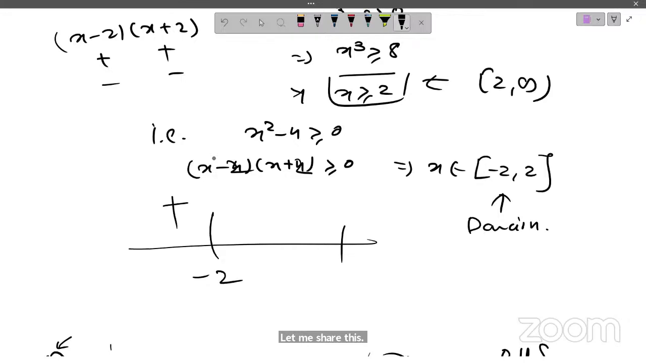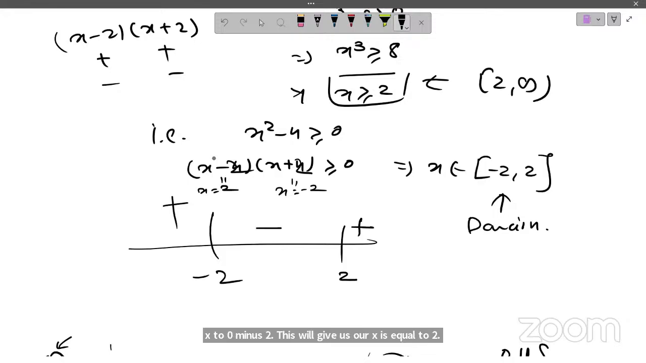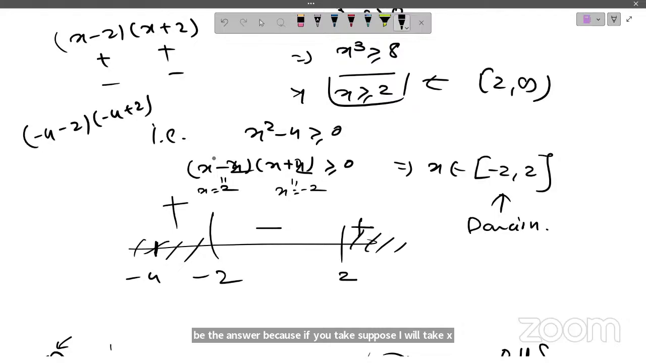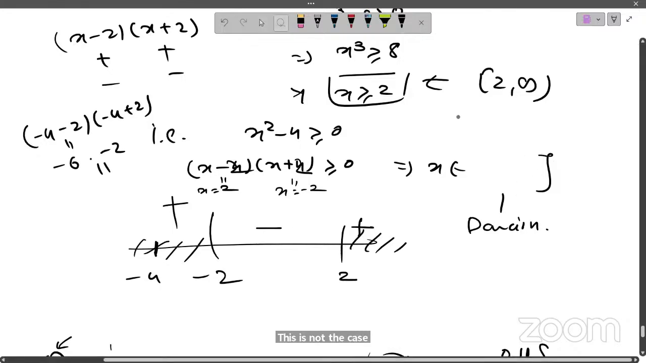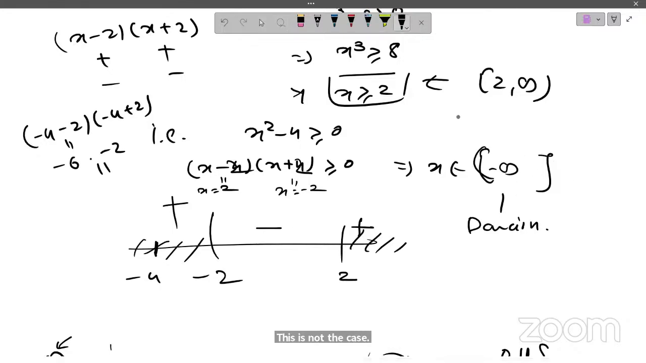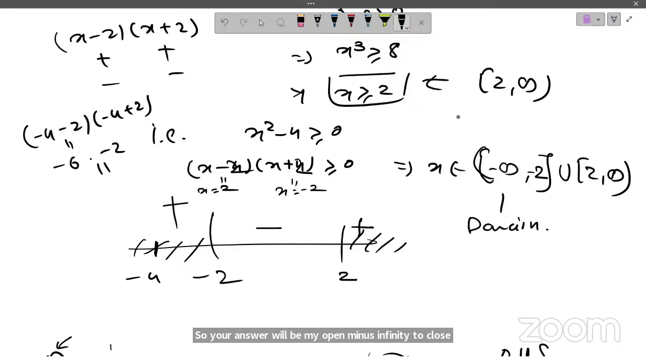The first root will be -2 because this will give x equals -2. This will give x equals 2. So the second root will be 2. Here we have positive. So again, positive, negative, and positive. I want greater than or equal to 0. So yeah, this will be the answer. Because suppose I take x to be -4. Then -4 minus 2 and -4 plus 2. So what is this? This is -6 into -2, which again becomes positive. So sorry, this is not the case. Your answer will be open minus infinity to closed -2 union closed 2 to plus infinity.